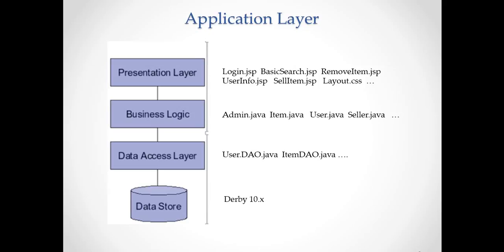And in the data access layer, we put all the data access functions in this layer and separated them by the part which uses them. Such as in the UserDAO.java, all the data access functions used for user will be stored in this file. So last is the data store. We use Derby 10.x to act as the database.